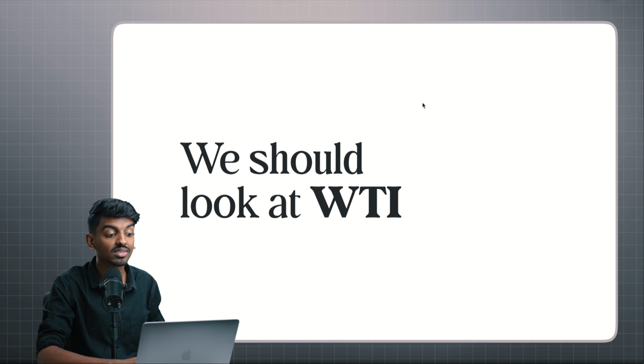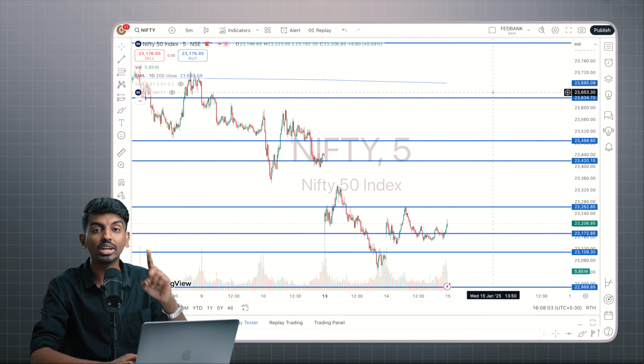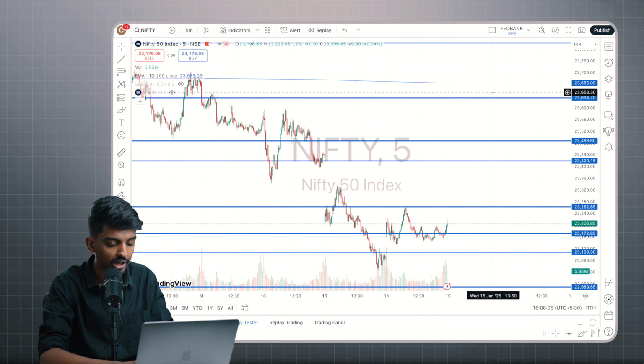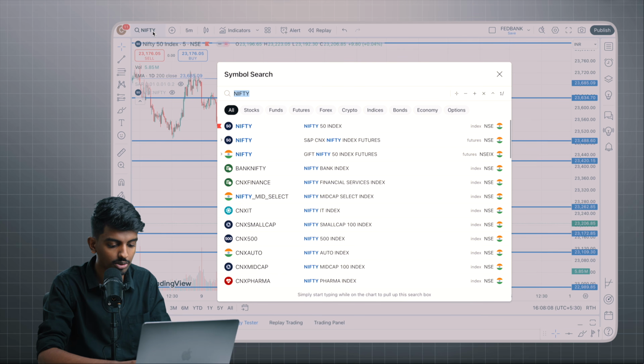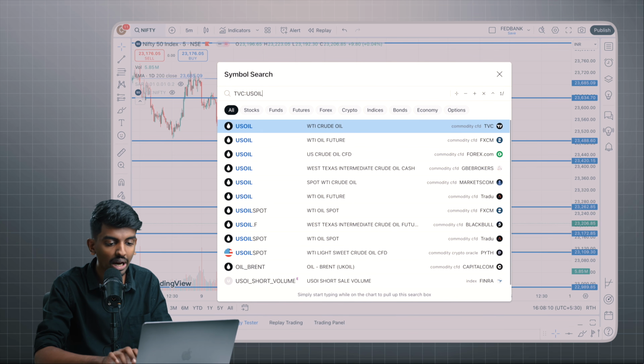So let's understand how to find it. On TradingView, it is called US oil. So once you're in TradingView, you can just come here and you can click on the search button here. You can type out US oil.